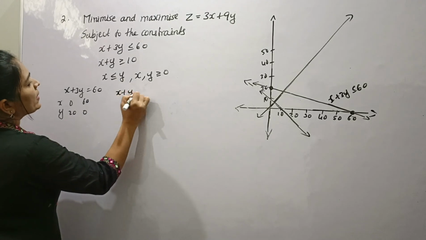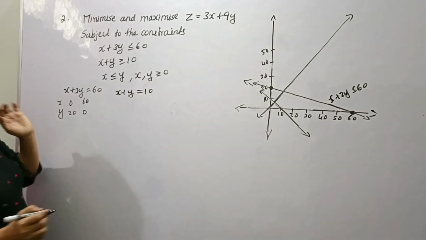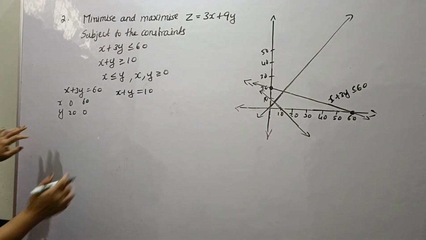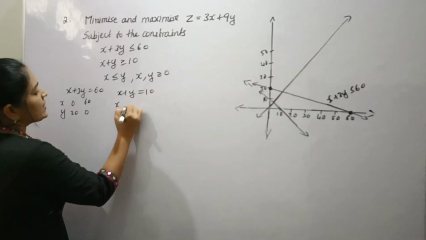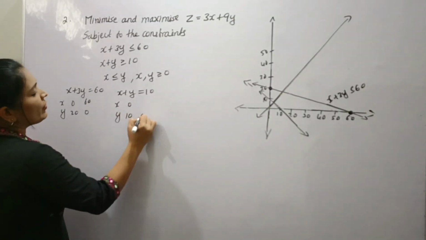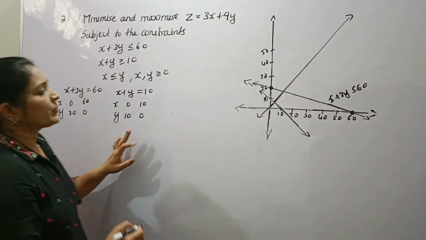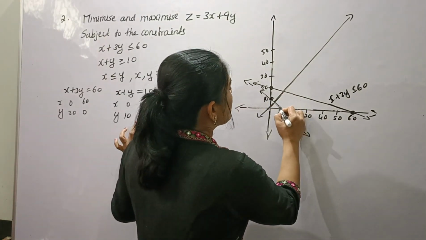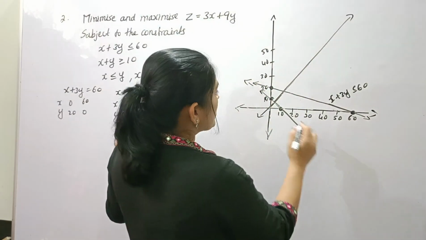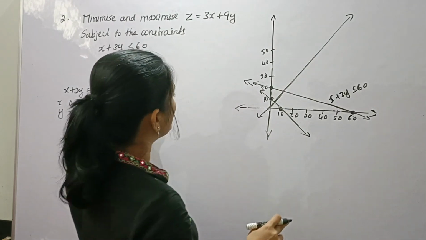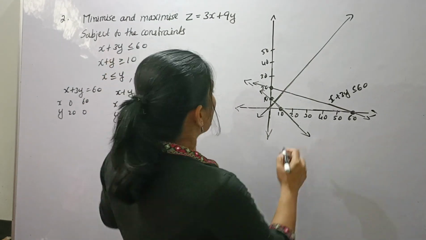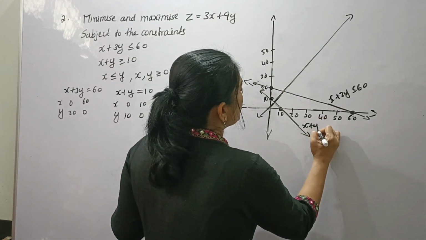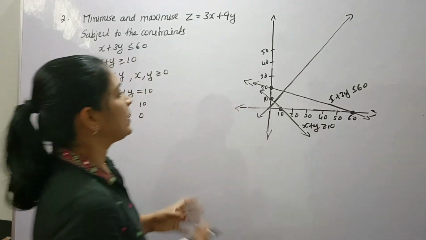x plus y greater than or equal to 10. For the line x plus y is equal to 10, when x is equal to 0, y is equal to 10, when y is equal to 0, x is equal to 10. Plot the points 0, 10 and 10, 0. Join these points. So it is the line x plus y is equal to 10, the constraint x plus y greater than or equal to 10.